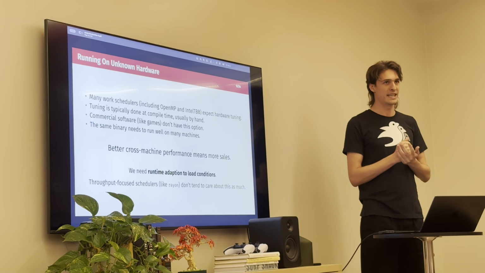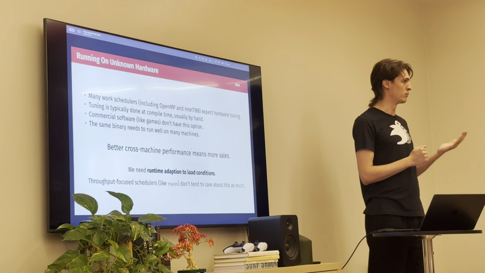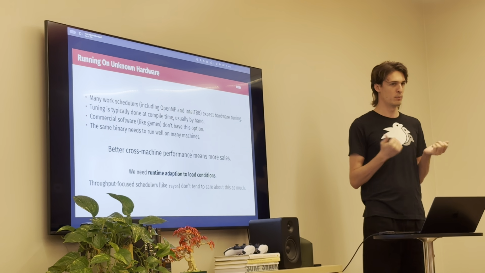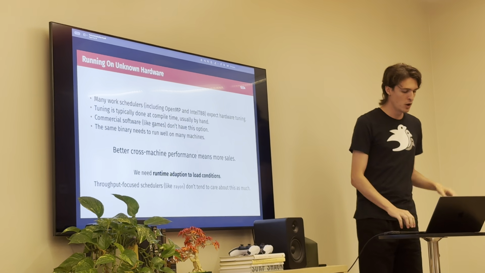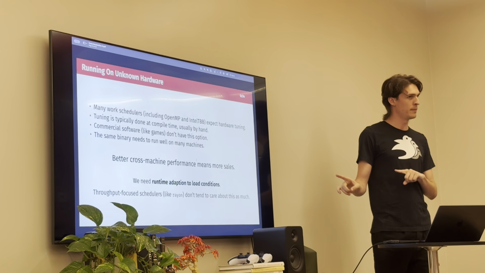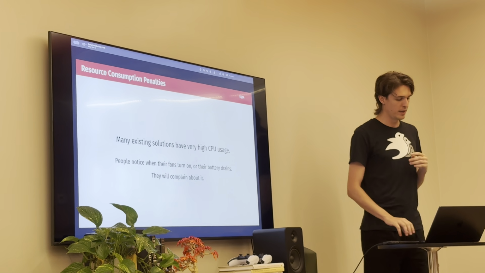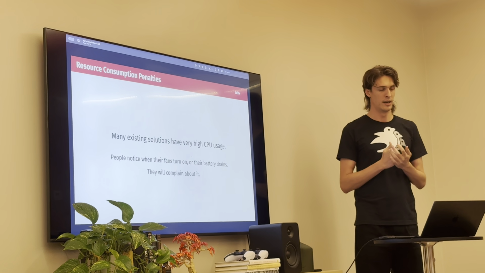And this is not an academic problem, because the more machines your game or software can run effectively on, the more machines you can hit performance targets on, the more sales you can get, the more people you can sell stuff to. Throughput focused schedulers like Rayon don't tend to care about this as much, and I can talk about why that is later.